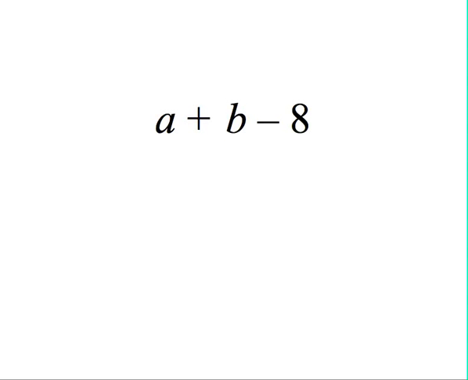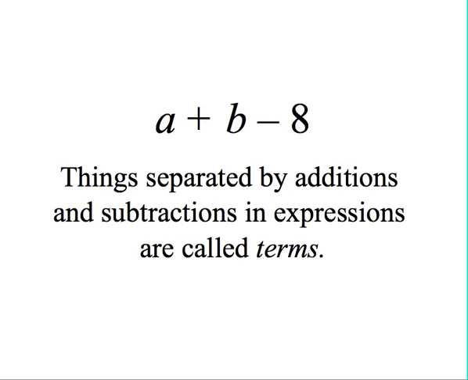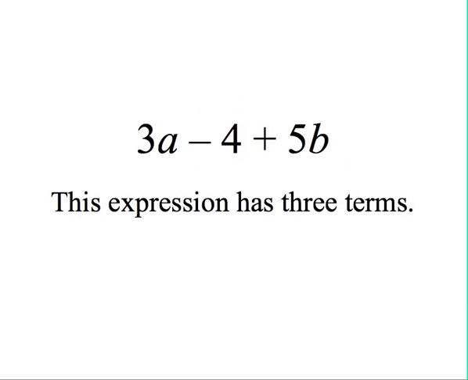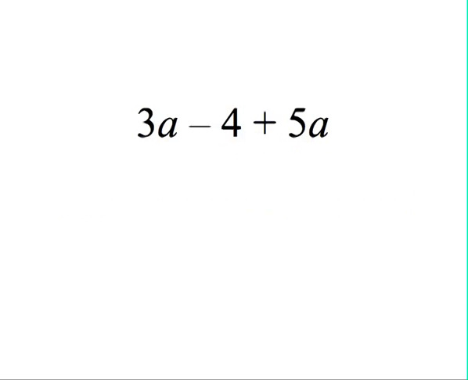Here's an expression. It can't be simplified right now. We don't know what A is. We don't know what B is. Things separated by additions and subtractions in expressions are called terms. This expression has 3 terms. This expression also has 3 terms. And so does this one.